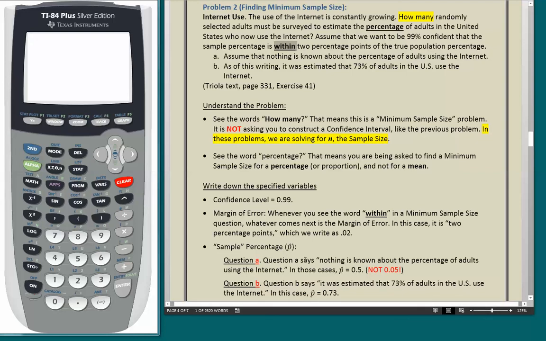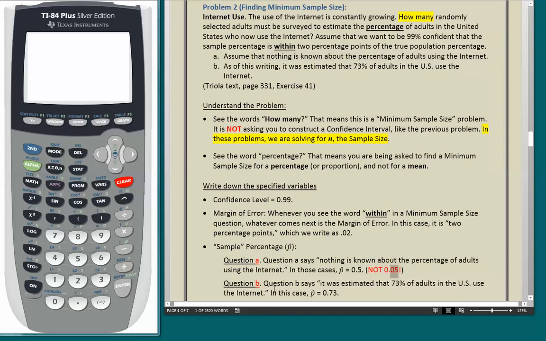Anyway, question A says, nothing is known about the percentage of adults using the internet. And I want to just show you right here. Question A. Nothing is known about the percentage of adults using the internet. In those cases where they say that nothing is known, or they don't give you another percentage, what you're going to use for p hat is 0.5. And notice, not 0.05, but 0.5. Don't confuse these two things. It's very important that you use this and not this.